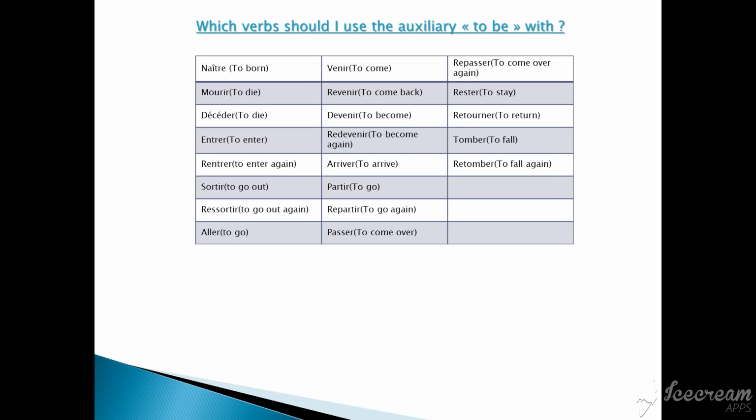As you have probably noticed, I did not give any example using a verb of the second group, and that is because there is no verb of the second group that can be used with the auxiliary to be. In this table, you're gonna find only verbs of the first group and third group. So as far as I know, there is no verb of the second group that can be used with the auxiliary to be to make the past simple or any past tense.